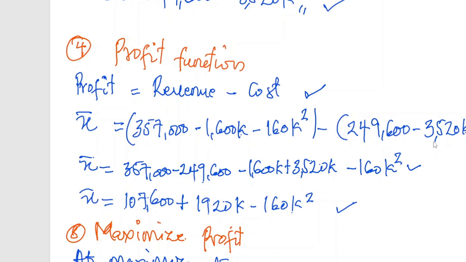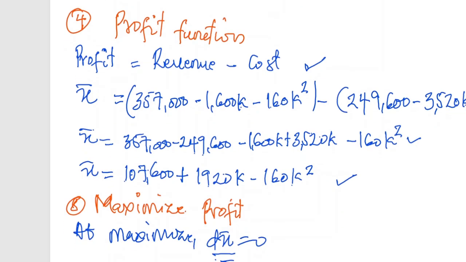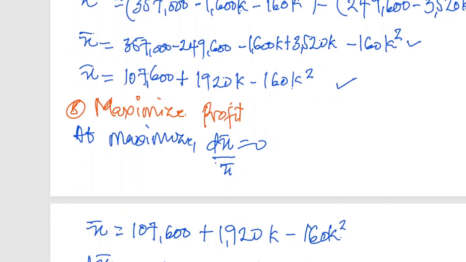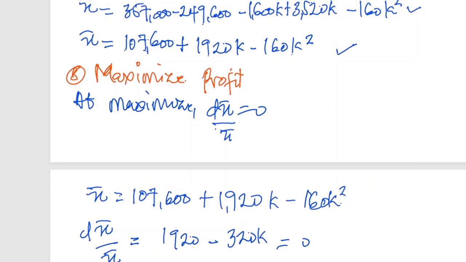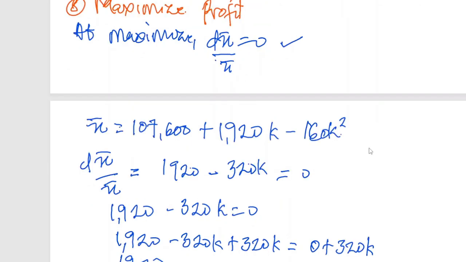So after getting this, we now find the point at which our profit is maximum. The rule is that the point at which your profit is maximum is when you differentiate that profit function, it should equate to 0. You now get 1,920 minus 320K. So then we can equate to 0.